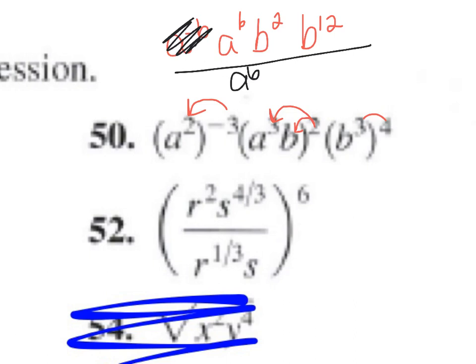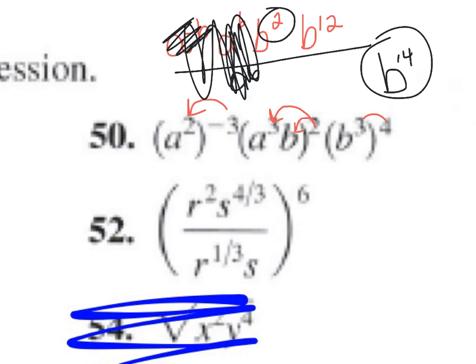You subtract. But what's going to happen? What's 6 minus 6? 0. What's anything to the 0 power? So it's going to just cancel out. So either way, it would have canceled. And then you're left with b to the what? 14th. When you have the same base and you're multiplying, you add exponents. Good.